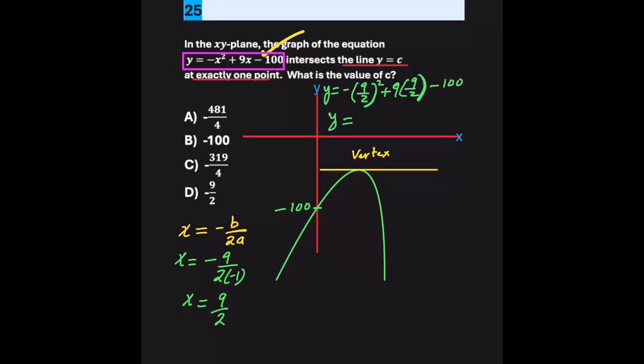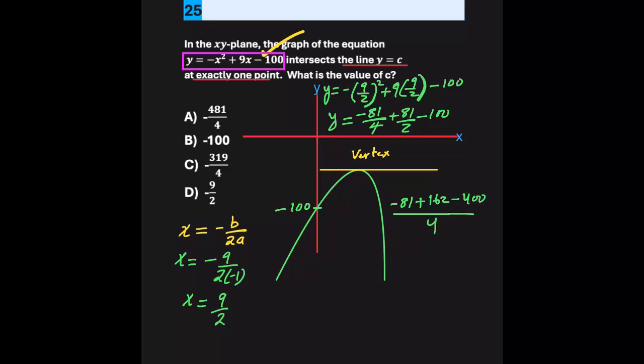And y is equal to minus 81 over 4 plus 81 over 2 minus 100. And we can take the common denominator, which is 4: minus 81 plus 162 minus 400. 162 minus 81 is 81, minus 400, over 4. And that is negative 319 over 4. And the answer is right here.